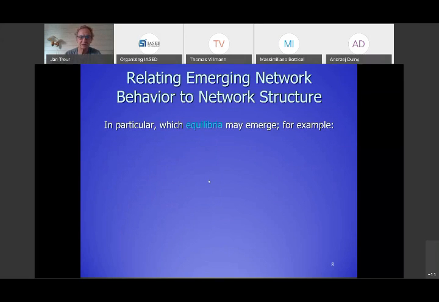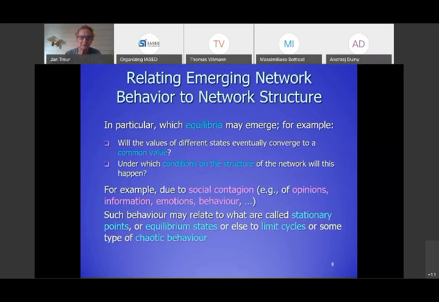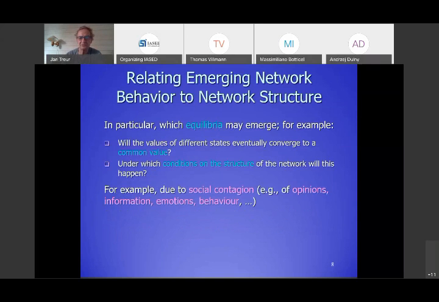So especially for behavior, you are often interested whether some equilibria will be achieved. For example, will the values eventually converge to a common value? Like if you have a social network that models opinions of everybody, will the opinion come to one opinion in total? Will there be a joint opinion out of it or not? That can depend on the network structure, of course.